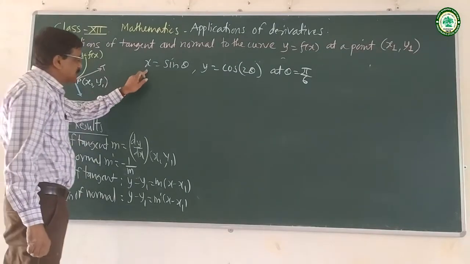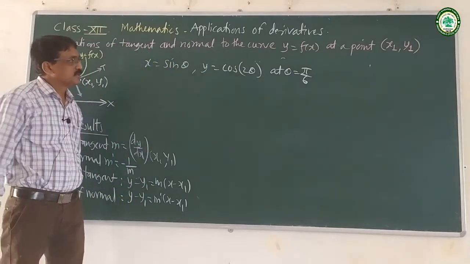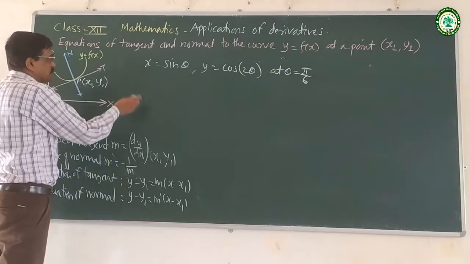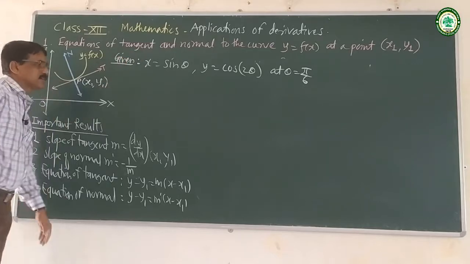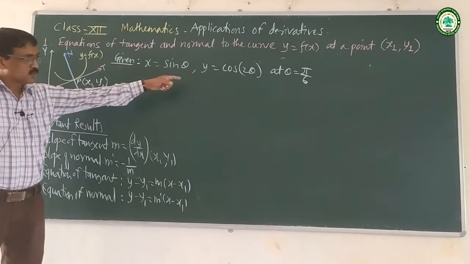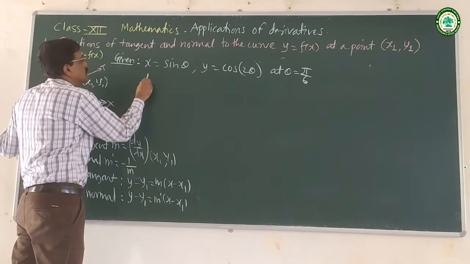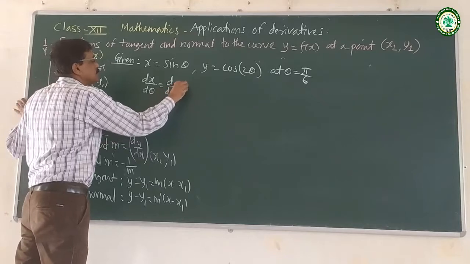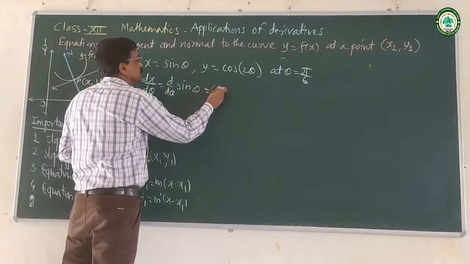See, x is a function of theta, y is a function of theta. These are the parametric functions. How to find derivative of parametric functions? See, this is given to us. Let us find equation of tangent and normal to this curve. So x is a function of theta. So dx by d theta, find it first. It is d by d theta of sine theta. So derivative of sine theta, it is cos theta.